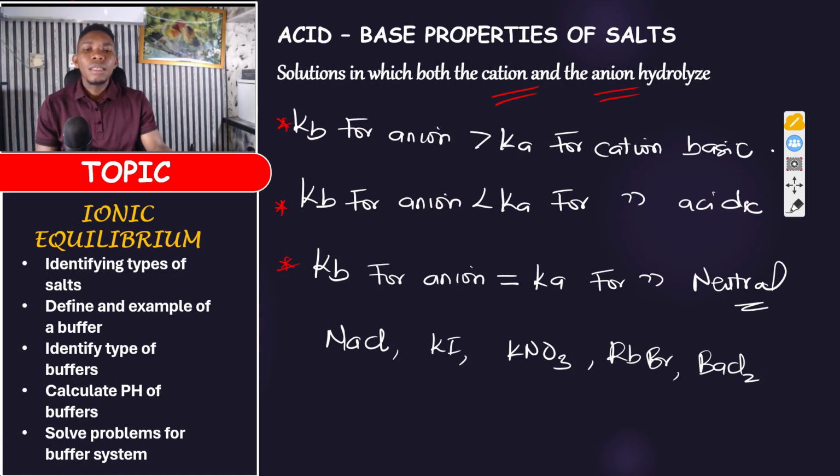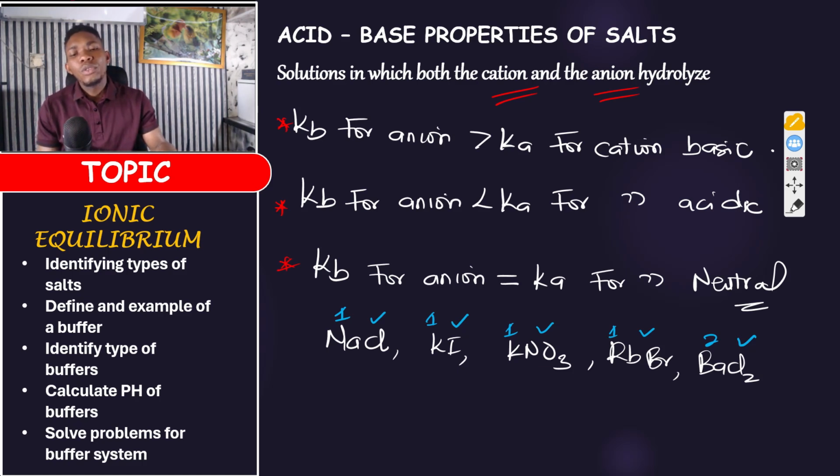Example, if you look at this, this is sodium. Sodium is group 1. This is a conjugate base of a strong acid. Potassium is group 1, conjugate base of a strong acid. This rubidium, I think, is group 1, conjugate base of a strong acid. And then barium is group 2, conjugate base of a strong acid. Is that okay? So everything here you have a neutral solution.